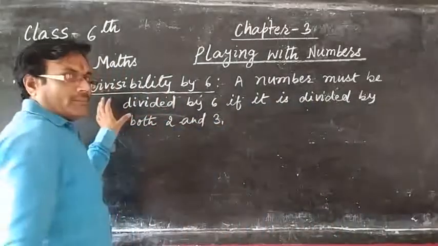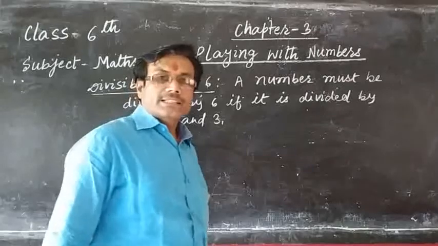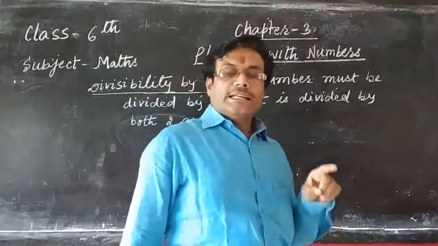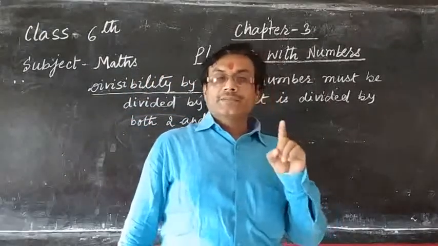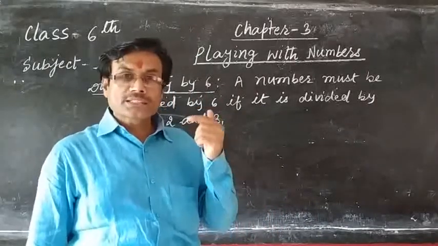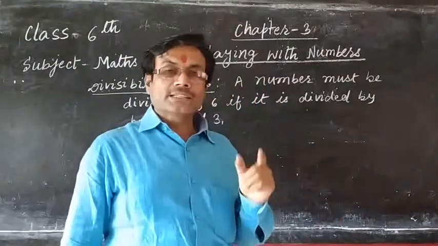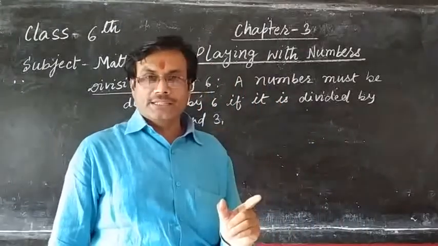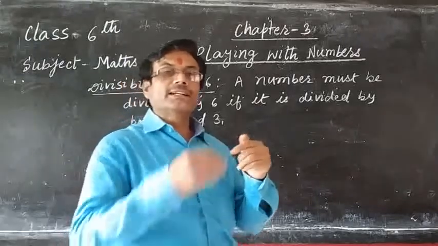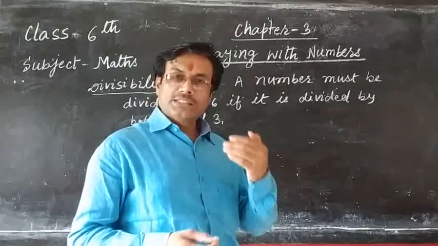Divisibility by 6. A number must be divisible by 6 if it is divisible by both 2 and 3. यानी जो संख्या 2 और 3 दोनों से कट जाए वही संख्या 6 से डिवाइड हो सकती है. Because 6 is a multiple of 2 and 3, as 2 into 3 is equal to 6.